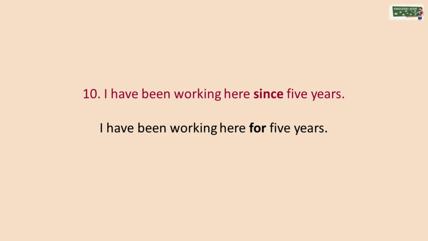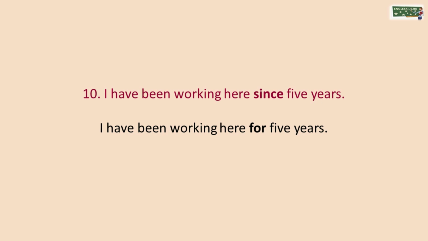Number 10. The difference between since and for. Many people make a mistake because they are so close in meaning. However, we use since for a specific time. For example, I have been learning since 1 o'clock. So this is a specific point in time, whereas we use for to talk about duration or how long something lasted.